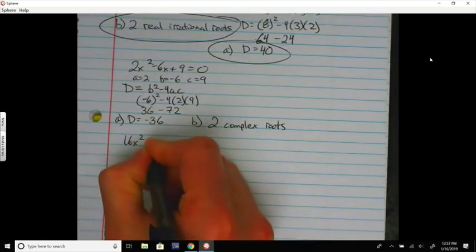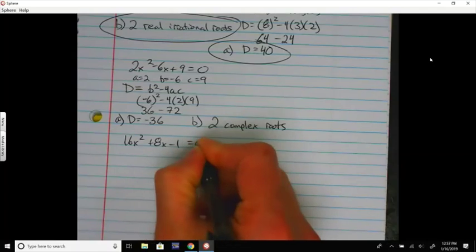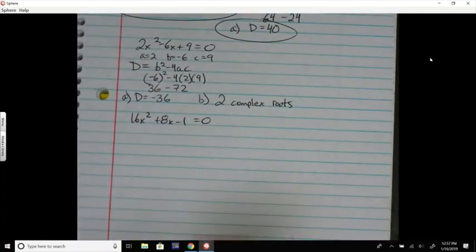16x squared plus 8x minus 1 equals 0. What's the discriminant? How many roots does it have? What kind?